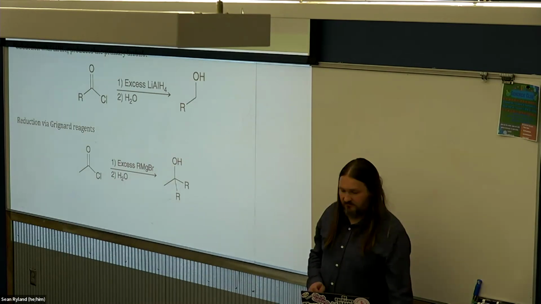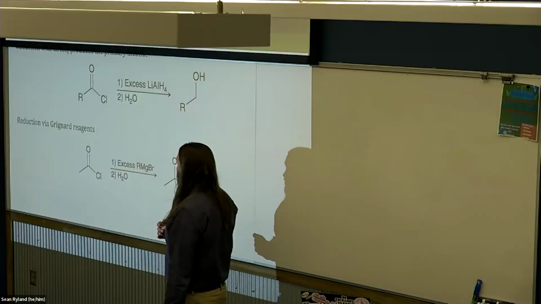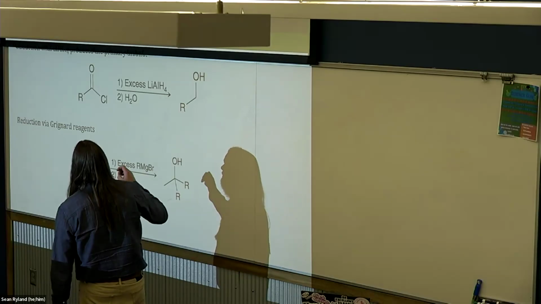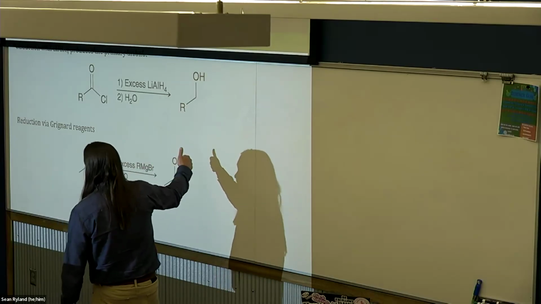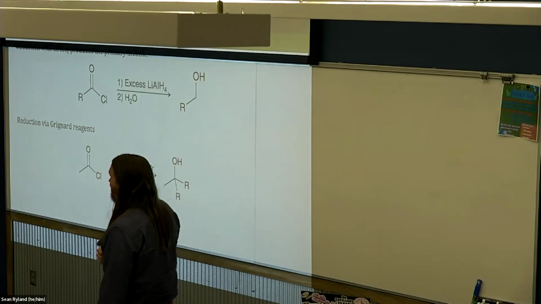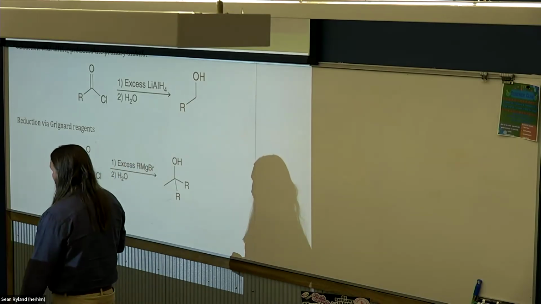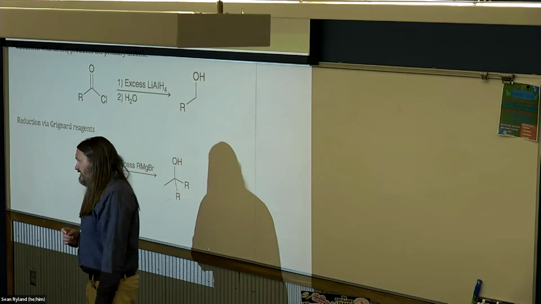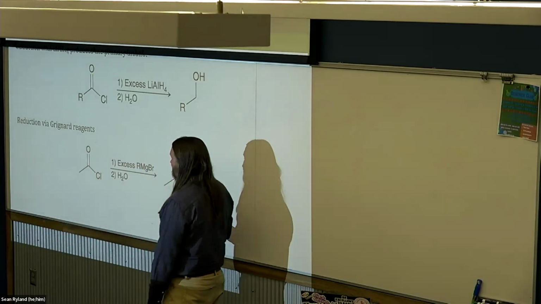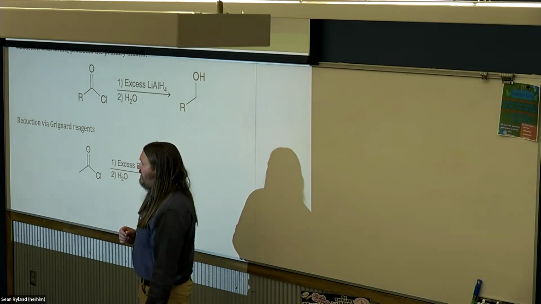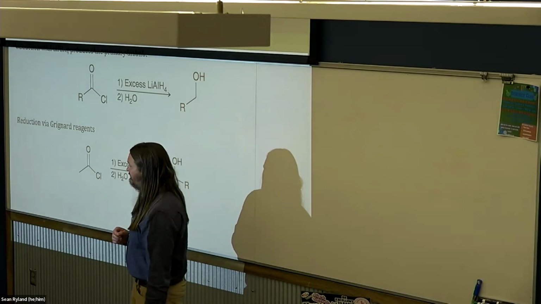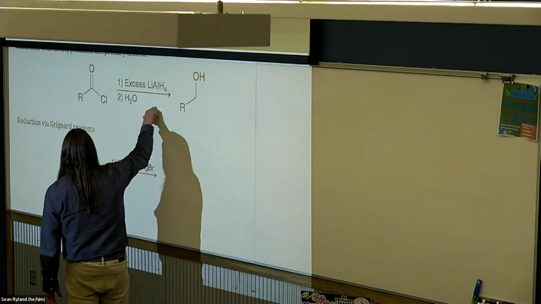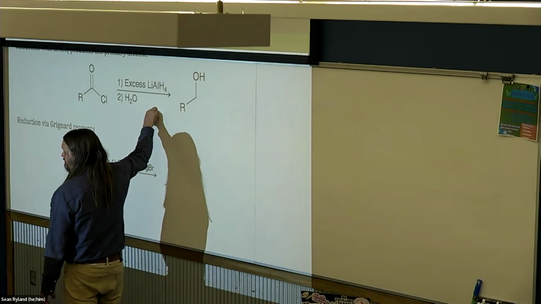Last thing that might show up on our test is if we want to reduce any of our acid derivatives: acid chlorides, esters, acid anhydrides, etc. They're all fairly similar, right? If we want to reduce them, we just use lithium aluminum hydride.